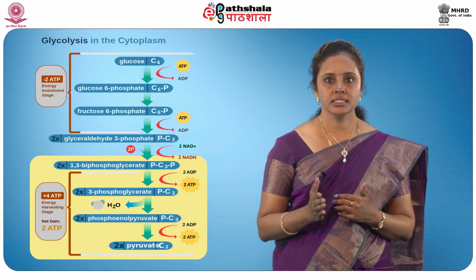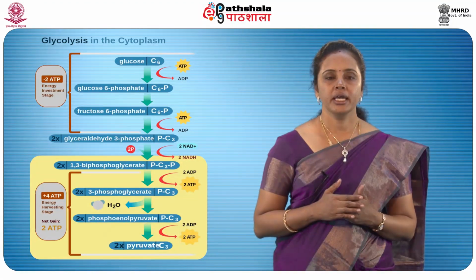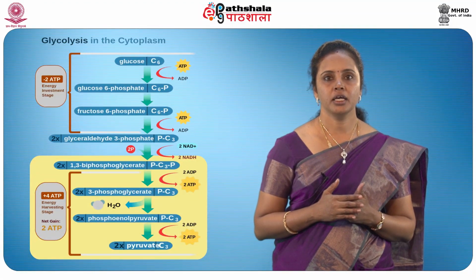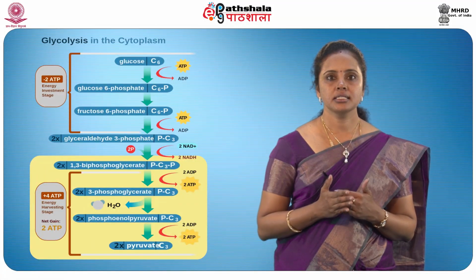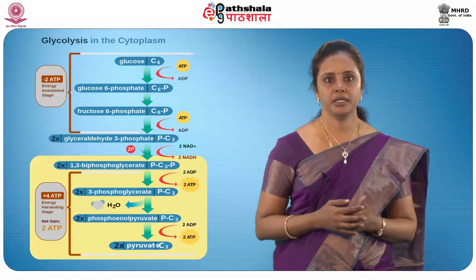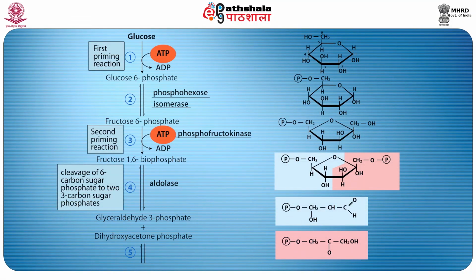If it is further oxidized by the TCA cycle, we get 38 ATP in one condition, and when there is no oxygen, it results in the production of 36 ATP. Now, glycolysis occurs in 3 stages.